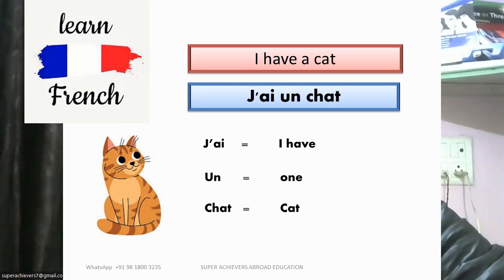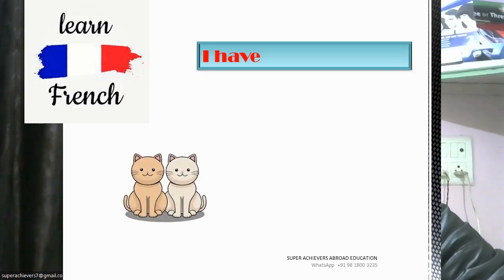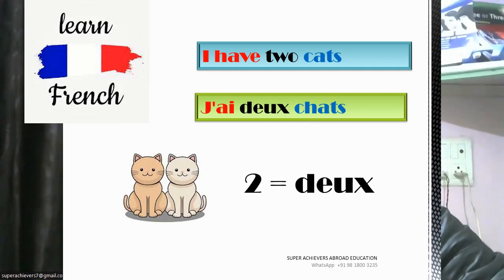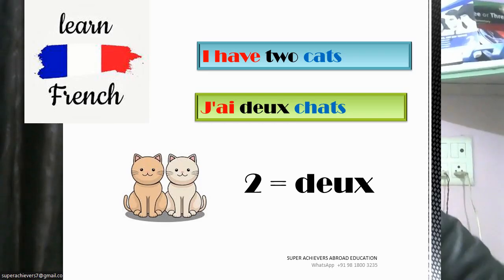Another word: suppose we have two cats. So how do we pronounce number two in French? Take an example: I have two cats. In French we will say J'ai deux chats. J'ai deux chats.